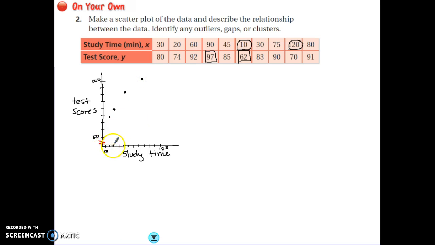45, 85 would be right about here. 10, 62, 30, 83, 75, 90, 120 and 70, and then 80 and 91.